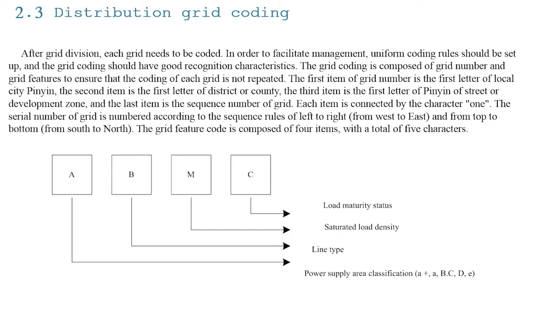After grade division, each grade needs to be coded. The first item of grade number is the first letter of local city pinyin. The second item is the first letter of district or country. The third item is the first letter of pinyin of street or development zone. And last item in the sequence number is the sequence number of the grade. Each item is connected by the character 1.